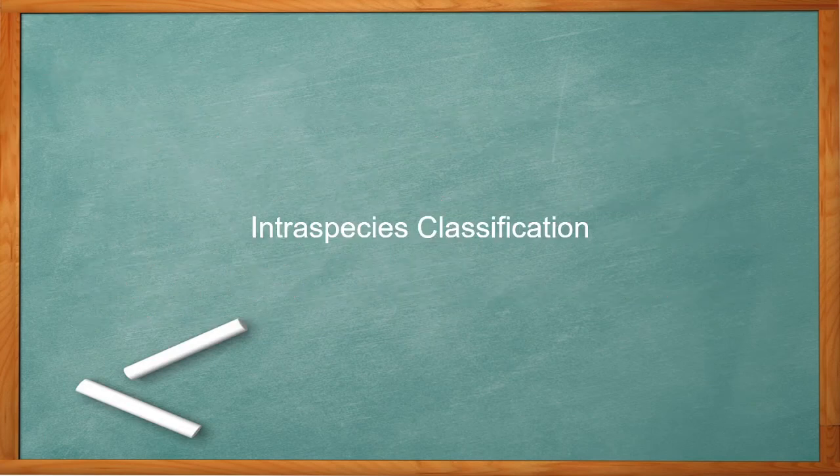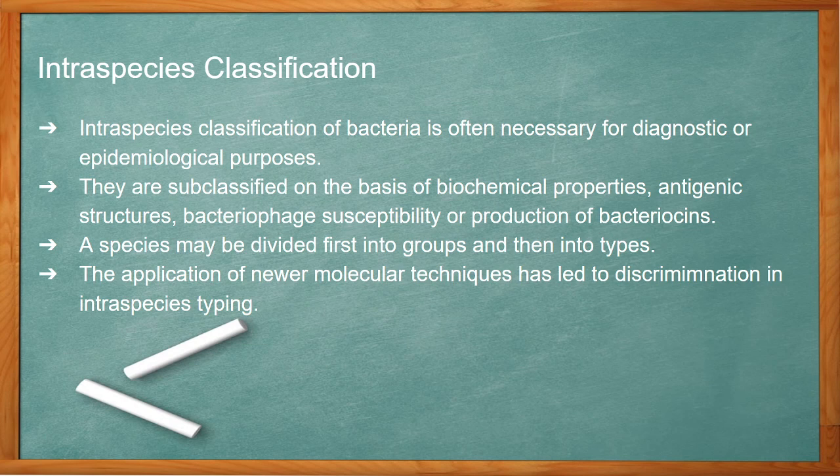Next is the intraspecies classification. Intraspecies classification of bacteria is often necessary for diagnostic or epidemiological purposes. They are subclassified on the basis of biochemical properties, antigenic structures, bacteriophage susceptibility, or production of bacteriocins. A species may be divided first into groups and then into types. The application of newer molecular techniques has led to discrimination in intraspecies typing.